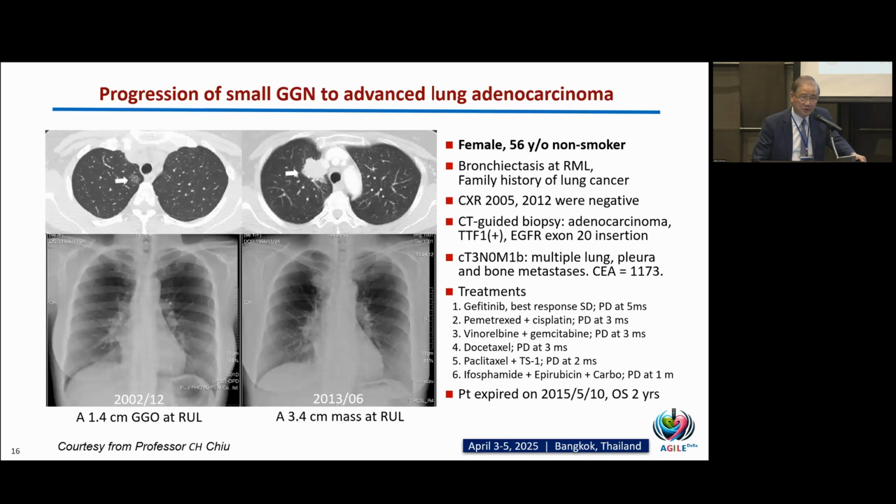And those ground glass nodules, actually, progress very slowly. This is a typical example of a ground glass nodule. After 10 years, it progressed to this solid lesion and developed widespread metastasis. If we can develop a strategy to screen these patients and take action to resect the tumor, probably we can cure this patient.